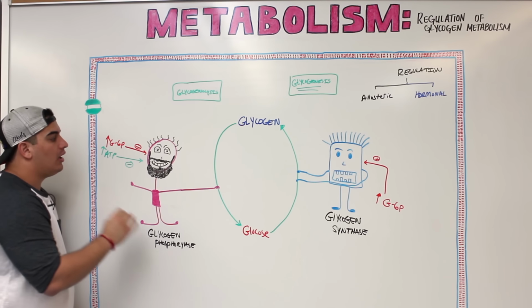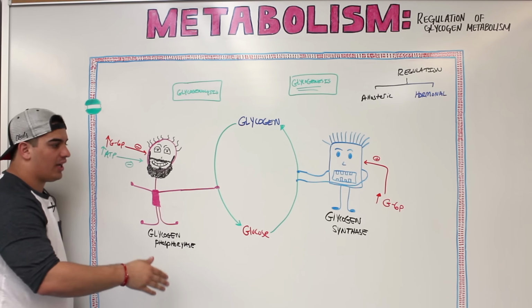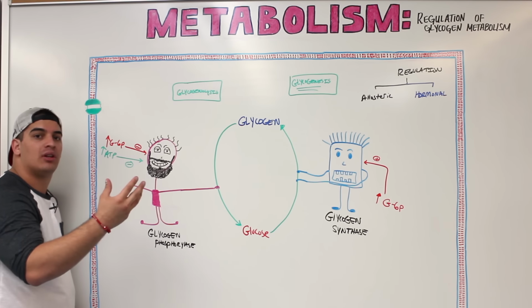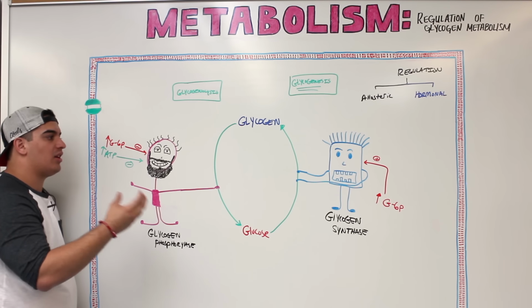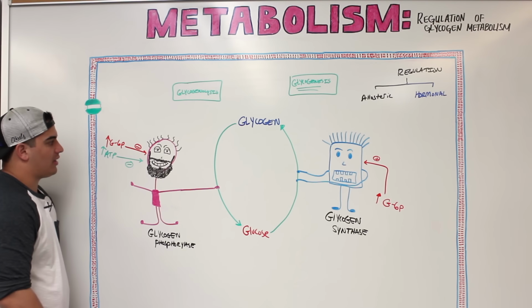Why? Is that a good thing? Because if it keeps breaking glycogen down into glucose, there'll be too much glucose, too much glycolysis, too much Krebs cycle, and then too much ATP. And our cells can only store so much ATP. So ATP will inhibit this enzyme.